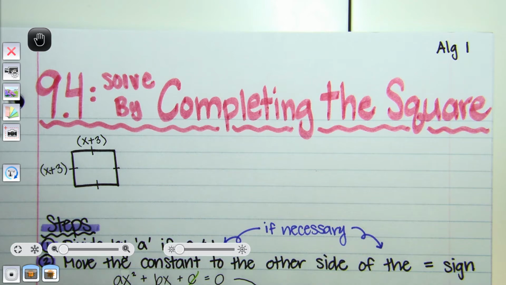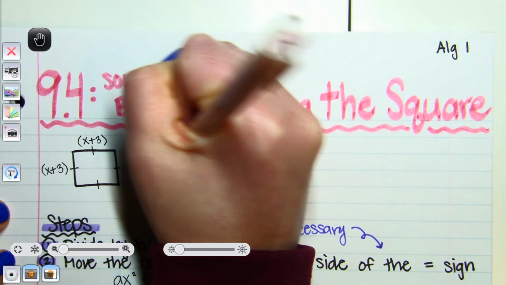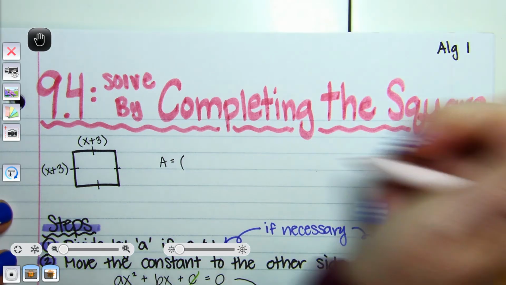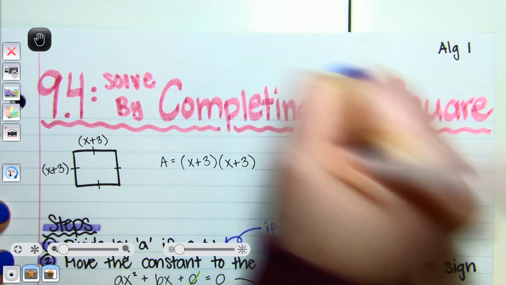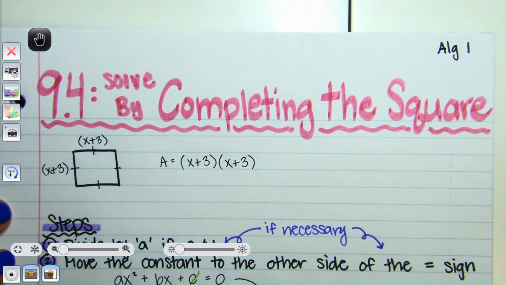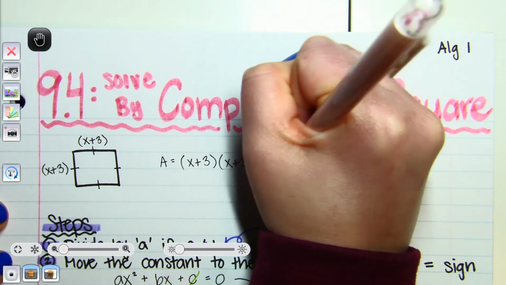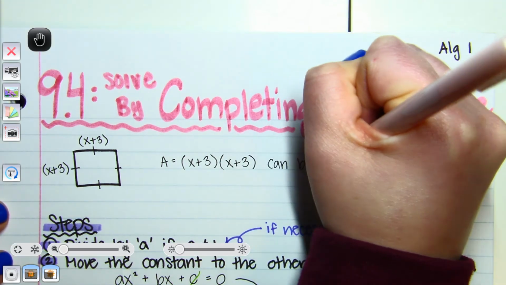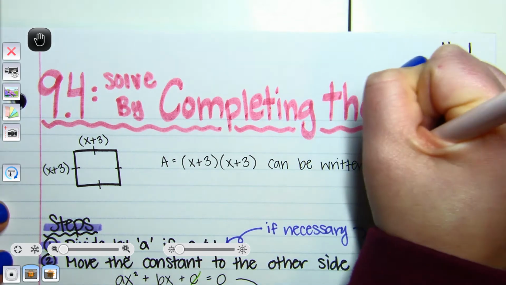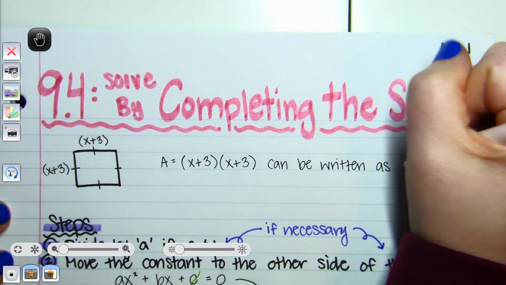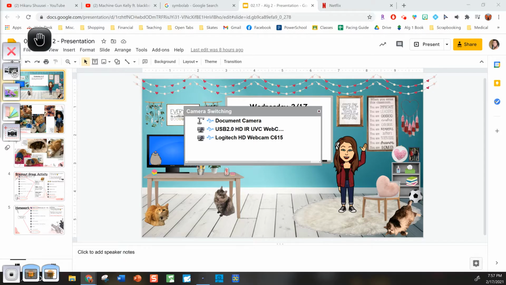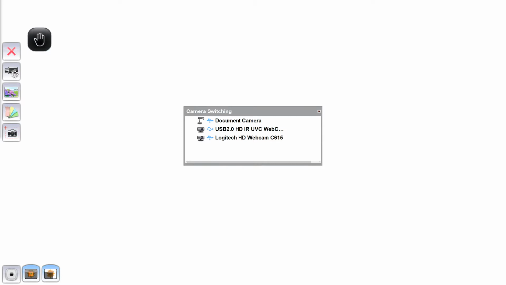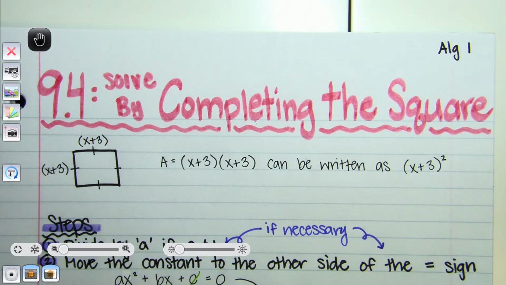So the area would be equal to length times width. So x plus 3 times x plus 3. But this can also be written as x plus 3 quantity squared, because there are two of them. Oops. Hang on, my document camera just cut out. Okay, there we go. So it can also be written like this.